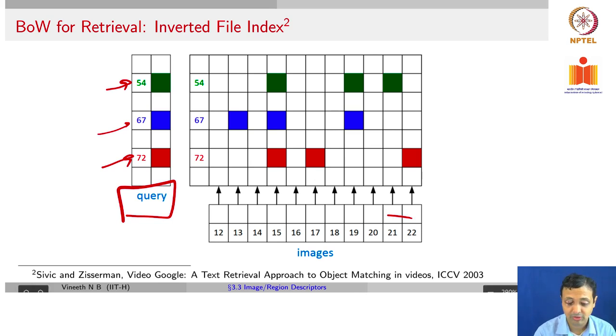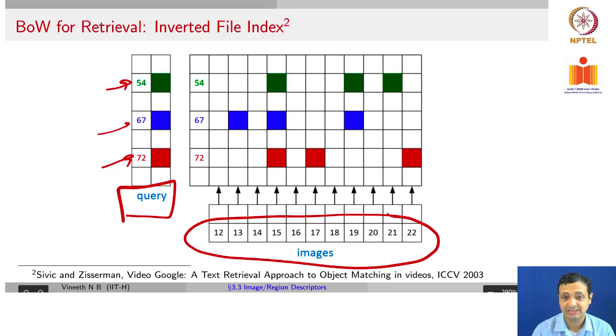Now, if you have a repository of images that you want to retrieve from, let's say they are given by a set of numbers in your data set. So you now try to draw this out. So you look at each of these images. Let's say the 15th image in your repository had the 72nd word, the 67th word and 54th word, whereas the 13th image has only the 67th word, the 17th image has only the 72nd word, the 19th image has the 67th and the 54th word, and so on and so forth.